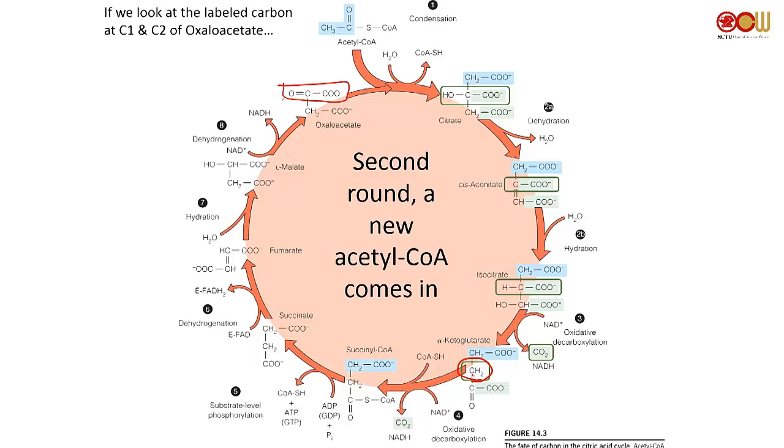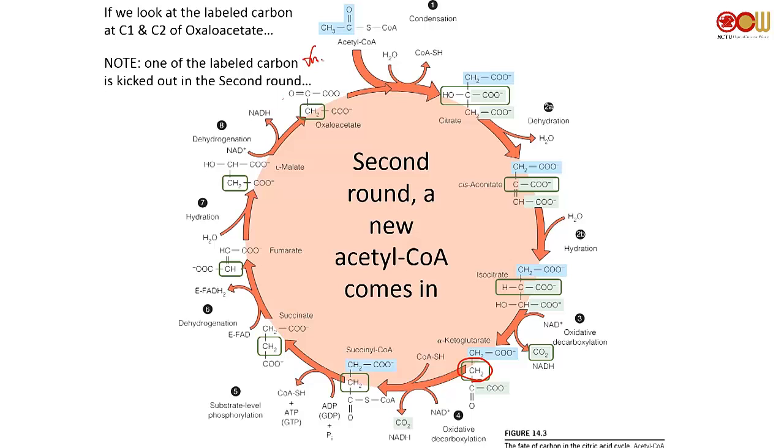Okay? So initially you have 2 labeled carbons, 1 this guy, 1 this guy. And now in the second round of TCA cycle, you lost 1 as CO2. And then this guy, luckily, it's going to remain. Okay, so I'm going to erase this. It's going to remain right there. So the second round, you lose 1 of the carbons from the initial acetyl-CoA.